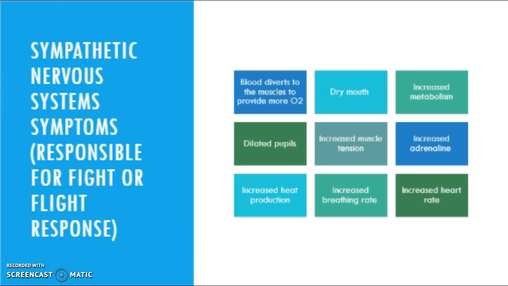Increased heart rate and breathing rate occurs. This is a response to stress. Sometimes when you're stressed, your heart rate beats rapidly and your breathing rate increases, which is why some people look like they are panting when stressed.